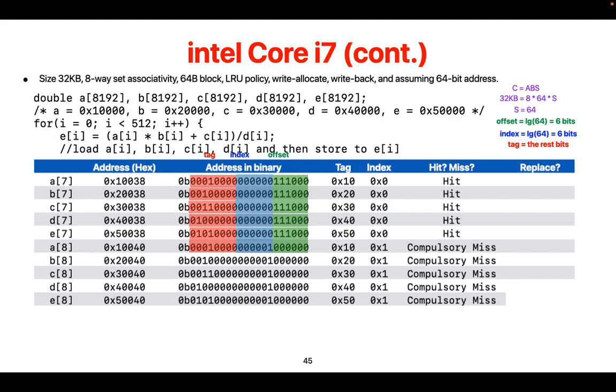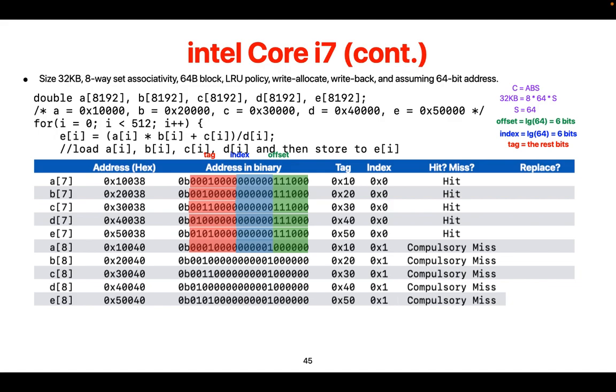So for the Intel processor, if you want to further optimize the performance of this piece of code, does increasing the cache size help? Why not? Because you don't have any capacity misses. Is making the cache more associative helpful, more than what it currently is? It's not, because we don't have any conflict misses, right?